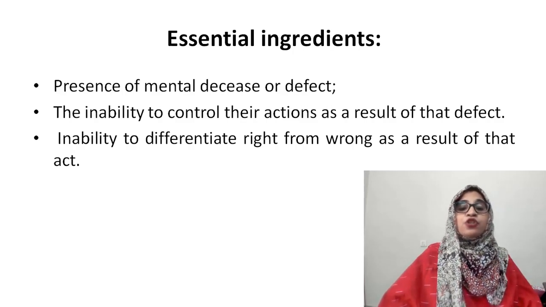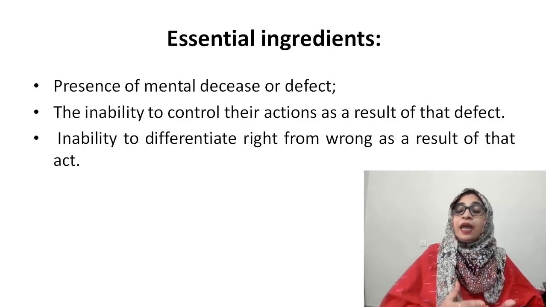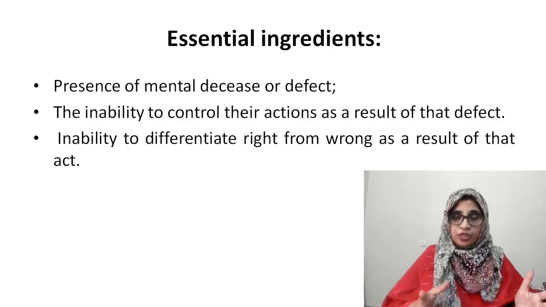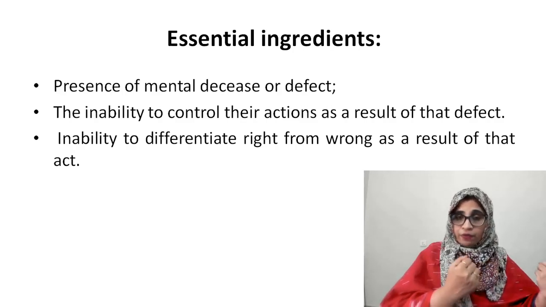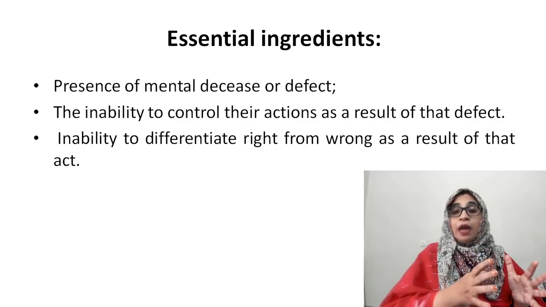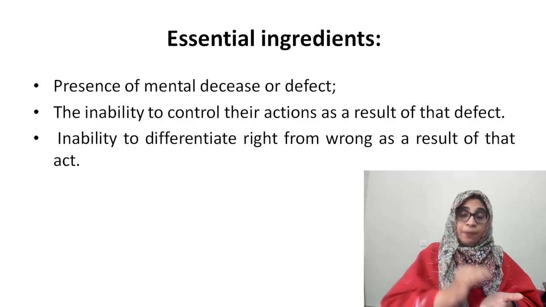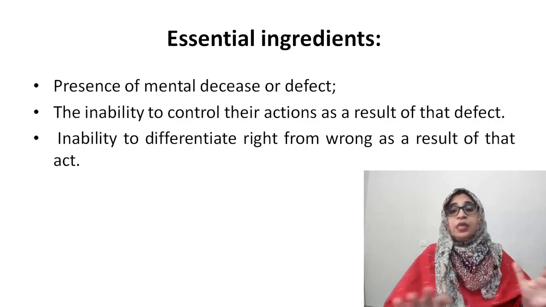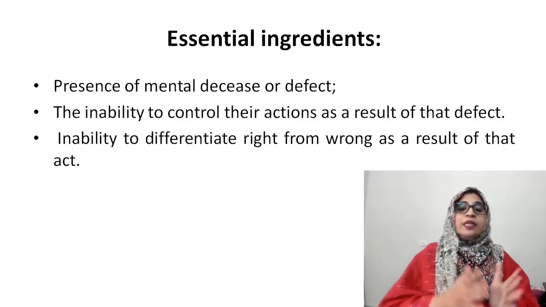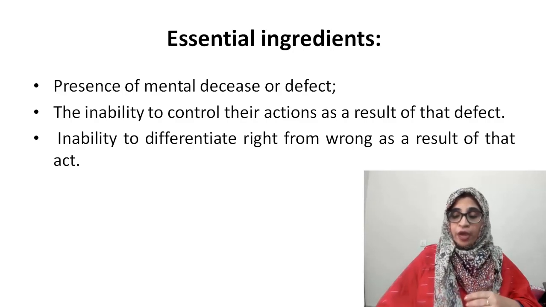Another essential element of Section 84 is the inability to differentiate right from wrong as a result of that defect. He is unable to differentiate whether whatever act he is doing is right or wrong, whether it is against the law or not. He doesn't know anything about what he is going to do. That is what has been mentioned in the essential elements of Section 84 of the IPC.